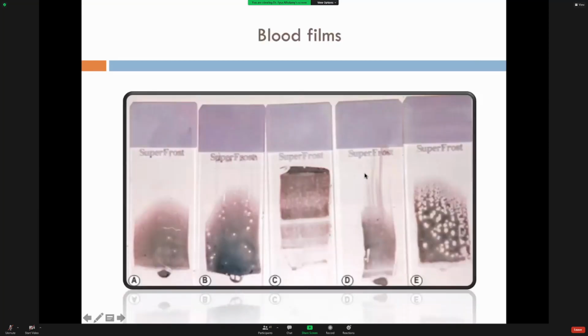You can see different blood films here. It has vacuoles. This is not well prepared. This is too thick. Vacuoles again here.